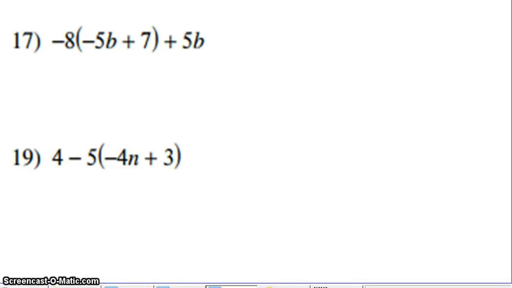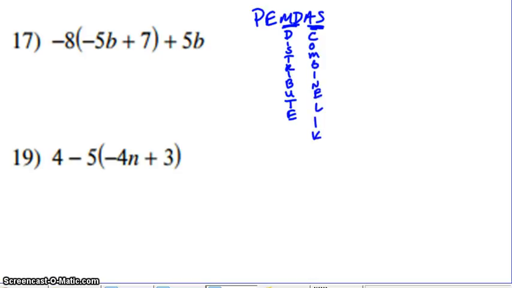On some problems you have the distributive property shown. If we remember order of operations, we have to multiply and divide before we add and subtract. So we have to distribute, which falls under multiply and divide, because the distributive property is multiplication. Then we add and subtract, which means combining like terms falls into that category. So we have to distribute before we can combine like terms.